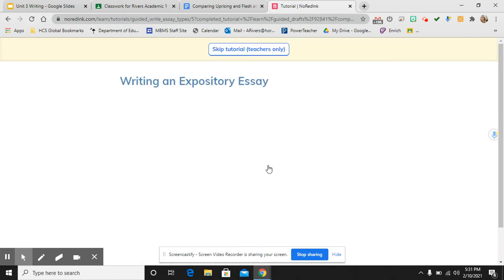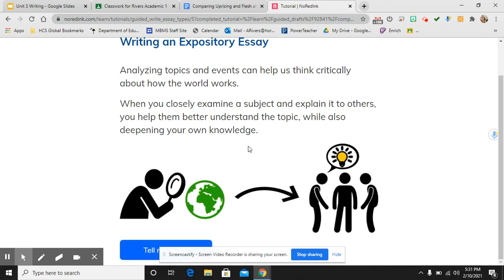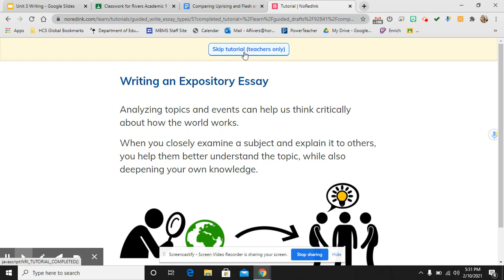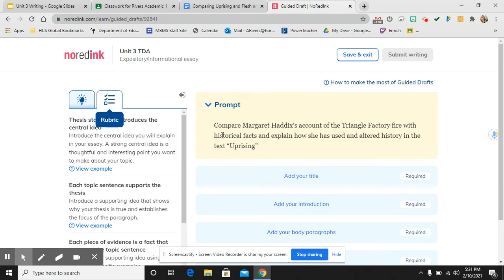You're going to go ahead and open up this assignment, and it is going to give you a little tutorial. I will let you look at the tutorial on your own at your own pace, and we'll just get right to the TDA. We're going to start writing, and right up here you will see our prompt. Compare Margaret Haddix's account of the Triangle Factory fire with historical facts and explain how she has used and altered history in the text Uprising.